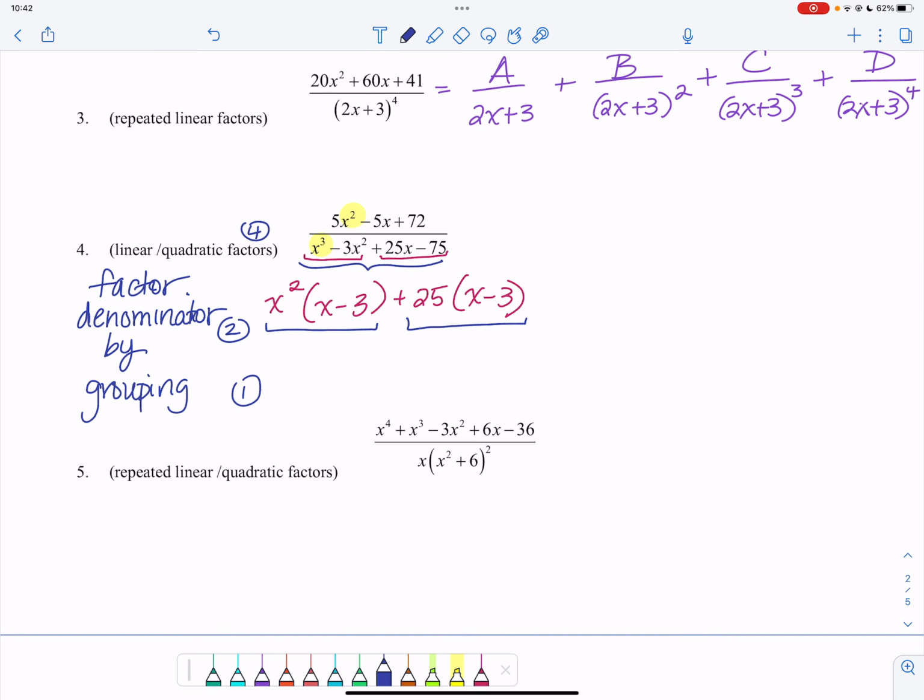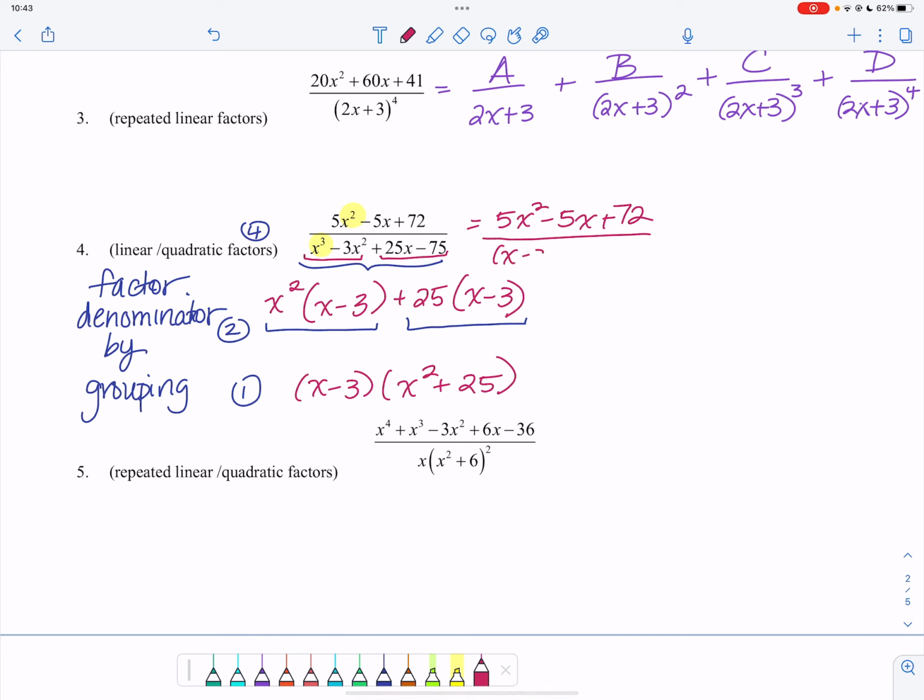So what do these 2 terms have in common? They have an x minus 3 in common, and then we have an x squared plus 25 remaining. So that's what we have here, 5x squared minus 5x plus 72, all divided by x minus 3 multiplied by x squared plus 25. So here I have a linear and a quadratic factor, okay?